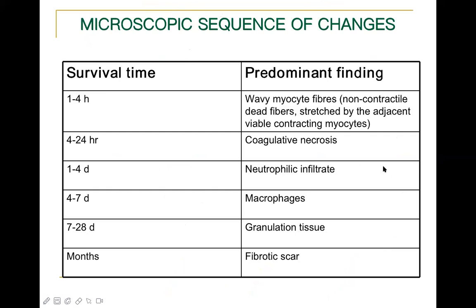Now the survival time, if it is 1 to 4 hours, these are the predominant findings. There are wavy myocyte fibers. These are non-contractile dead fibers, which are stretched by the adjacent viable contracting myocytes. So in the area of necrosis or infarction, there are dead fibers, but they are constantly stretched by the adjacent living or viable myocytes. That's why it is described as wavy myocyte fibers. That is in 1 to 4 hours. This is not a very important point. Nobody is going to ask you about that.